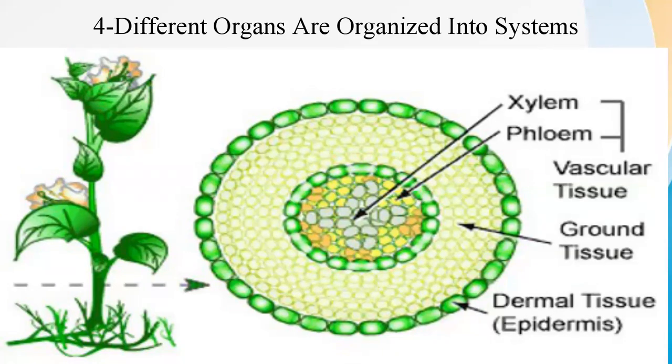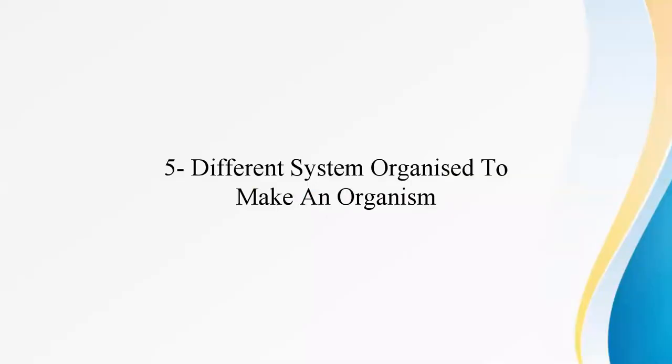These systems perform particular functions, and at the end of this lecture, I will show you some pictures of the systems and discuss later how they work. Now the different systems organize to make an organism. In multicellular organisms, cells organize into tissue. Whenever cells combine, they form tissues.